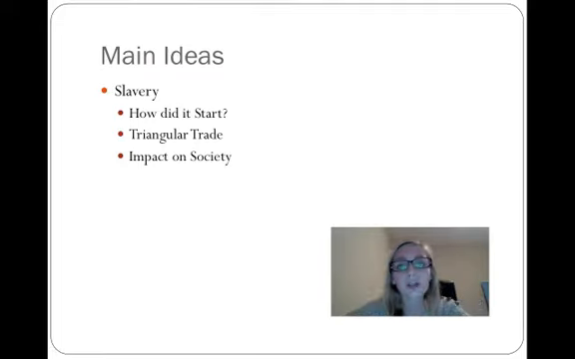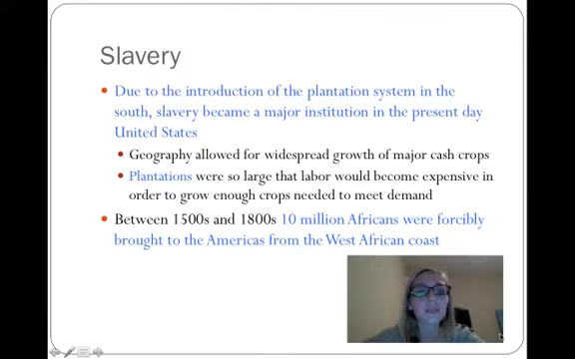Slavery, we're going to discuss the Atlantic slave trade, how it began, and its impact on the colonies. Slavery began due to the introduction of the plantation system in the South, and it became a major institution in the present-day United States, or the times during colonization. And the institution itself will stick around until the end of the Civil War in the late 1800s.